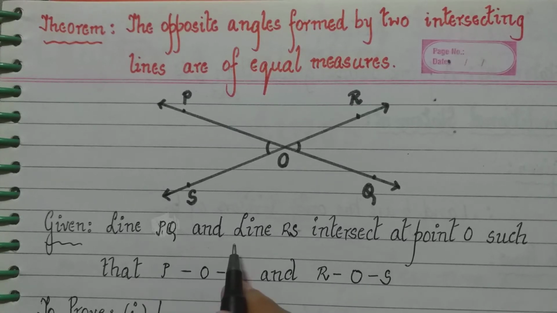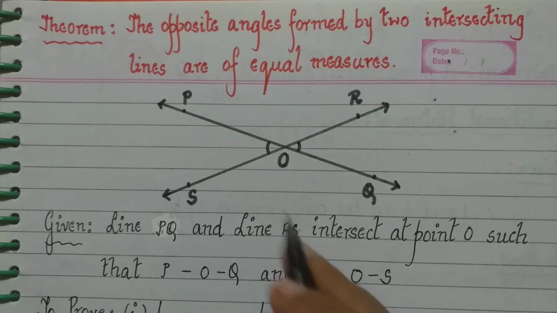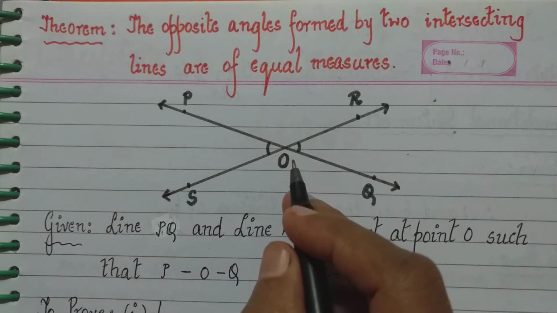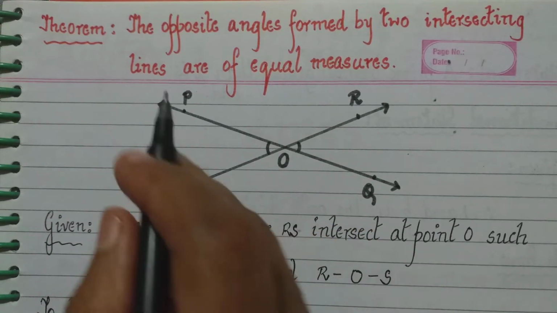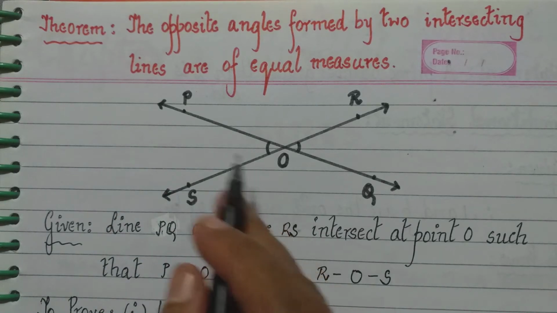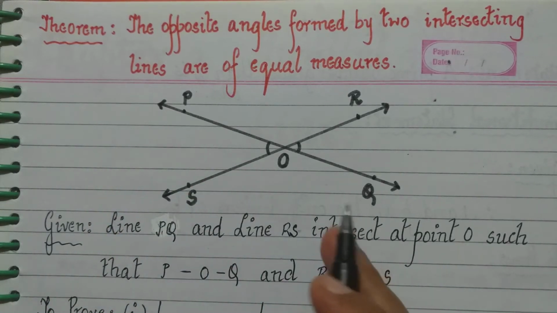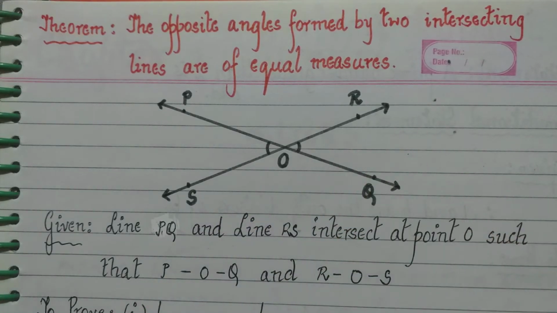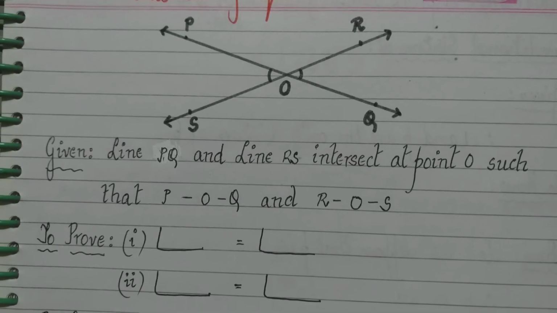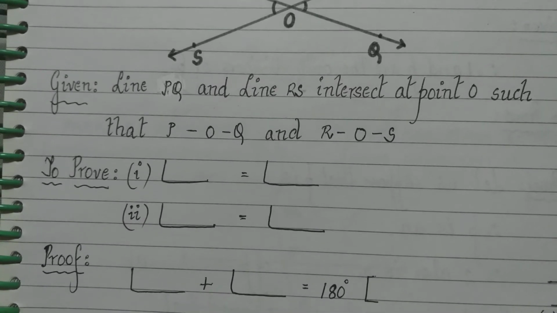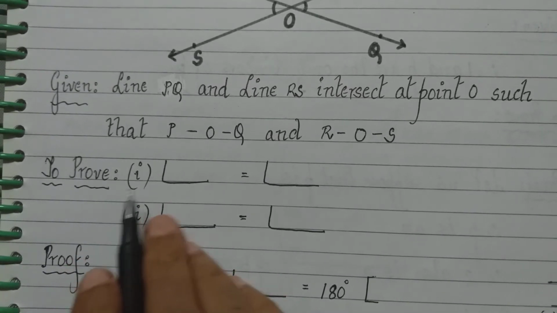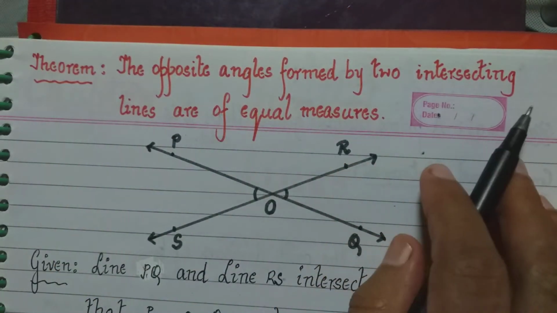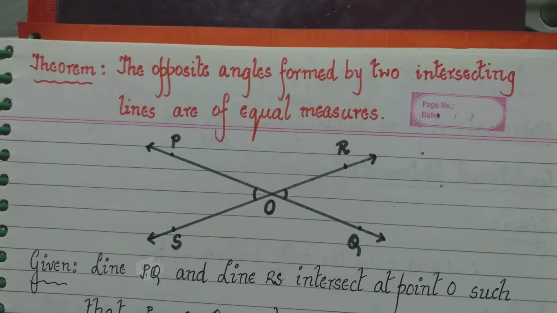So, let us see what we write in Given. Line PQ and line RS intersect at point O such that this point O lies between P and Q, and also O lies between the points R and S or S and R. What is the next part we have to write? To Prove. What are we supposed to prove? We have to prove that the opposite angles formed are of equal measures.